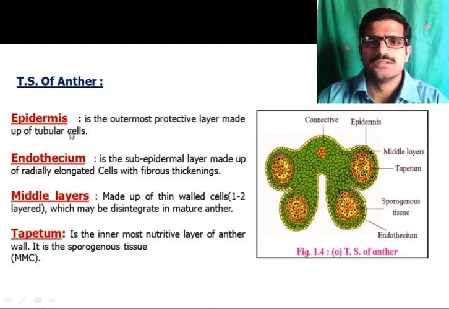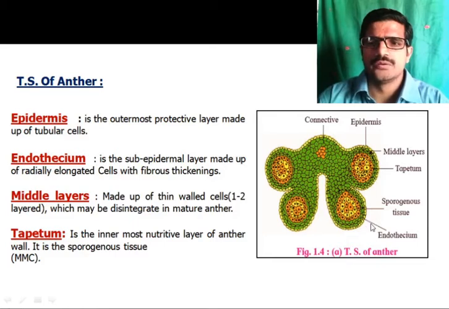Epidermis is the outermost layer which is protective in function. It is made up of tubular cells. This is epidermis, it is made up of tubular cells. Inner to the epidermis there is presence of endothecium. This endothecium is a subepidermal layer made up of radially elongated cells with fibrous thickenings.